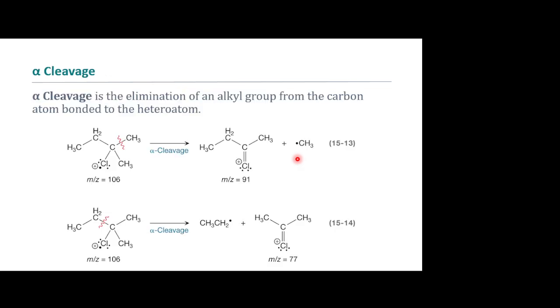So the alpha cleavage. This is going to be the elimination of an alkyl group from the carbon atom that's bonded to the heteroatom. And so this right here, we have our heteroatom. It had lost the electron because it had lone pairs, right? Those were the easiest to knock off at first. And then we get the rearrangement.